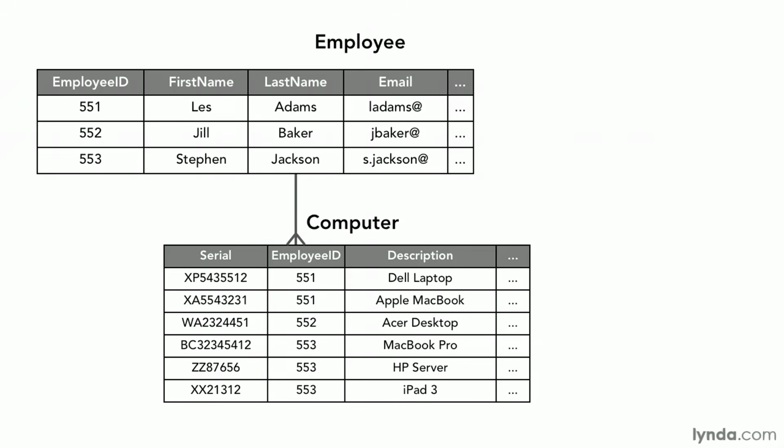Now, it's very common that the solution to a normalization issue is to create a new table. Sometimes it's a one-to-many relationship like this. Other times it might even require a many-to-many with a linking table.